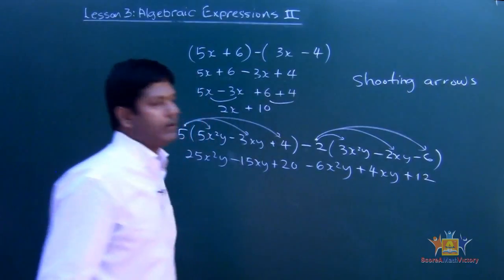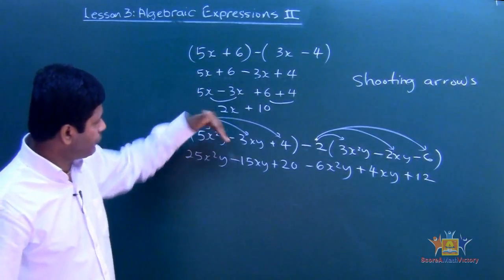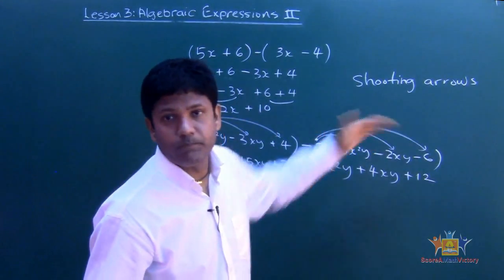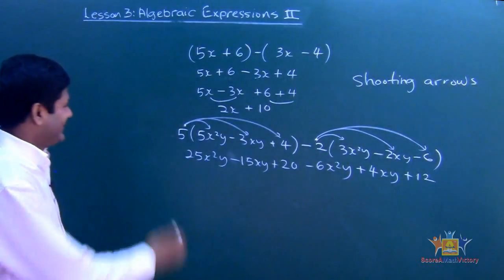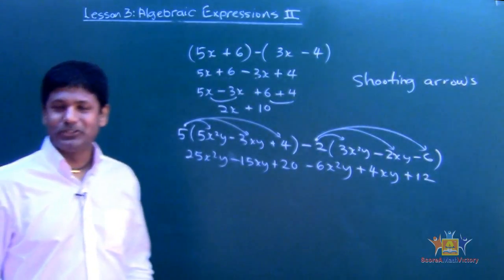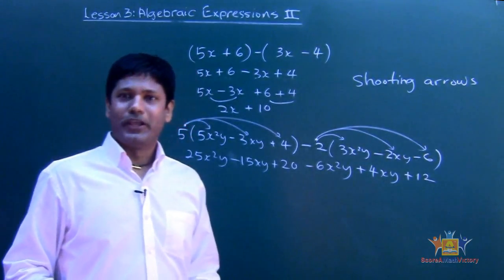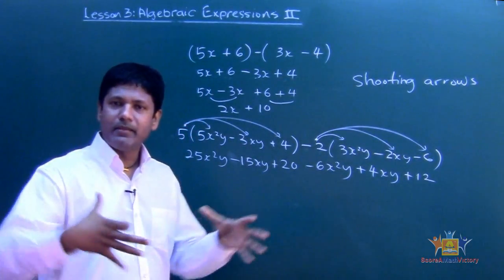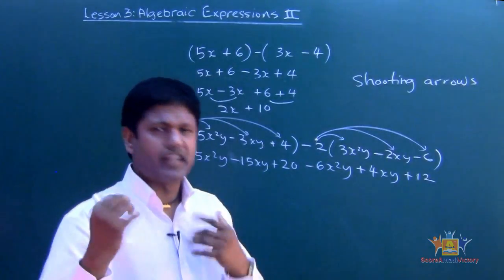Shooting arrows, okay? How about we say shooting arrows, okay? Pew, pew, pew, pew, pew, pew, okay? Alright, we use the shooting arrow and expand it right there. Now what's our next step? Exactly, we're going to group them, we're going to gather them by the like terms, alright?